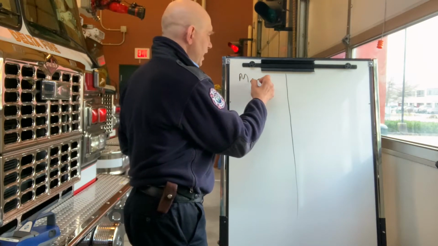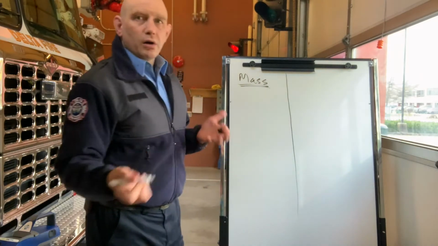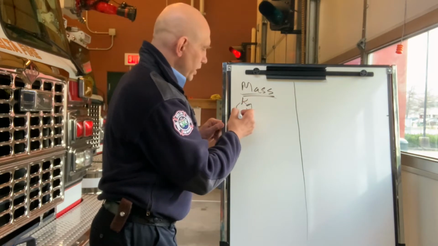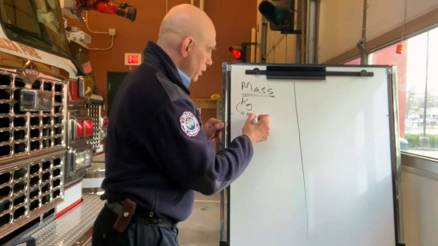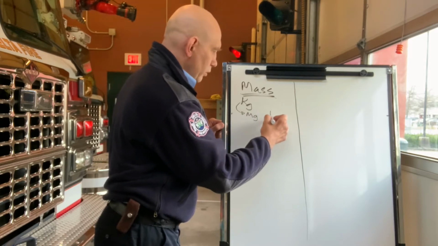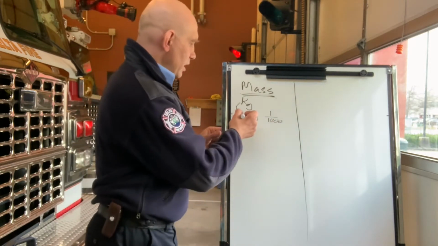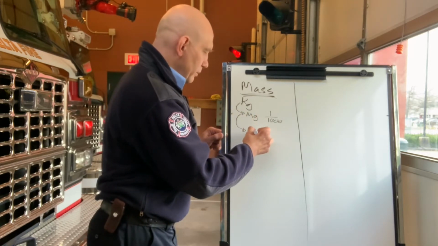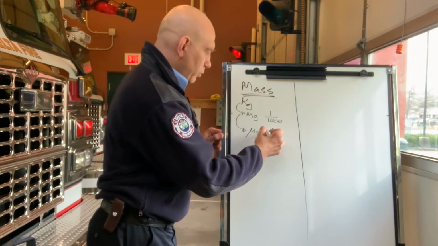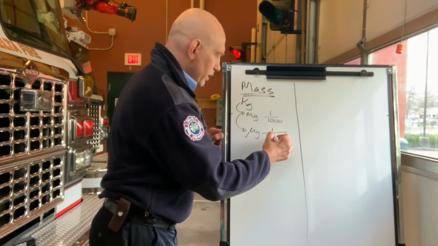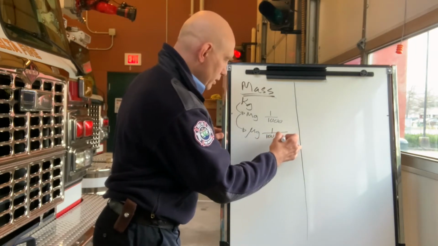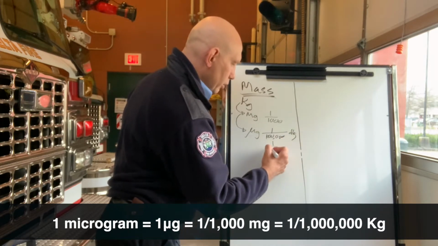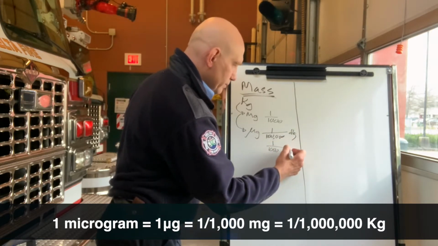When it comes to mass, obviously we know what a kilogram is. If you break a kilogram up into 1,000 parts, you end up with a milligram. This is 1/1000th of a kilogram. If you break a milligram down into 1,000 parts, you end up with something called a microgram. It's this weird shaped U, and that's 1/1,000,000th of a kilogram, or 1/1000th of a milligram.